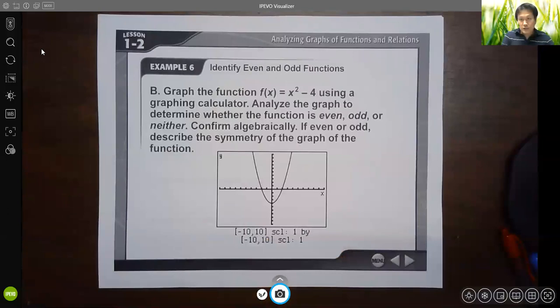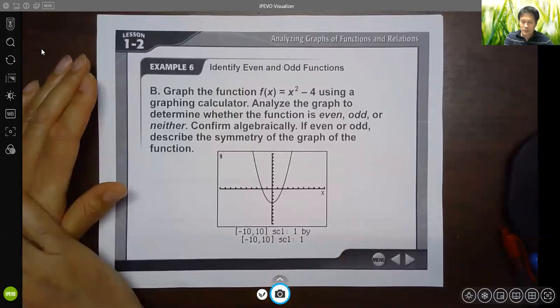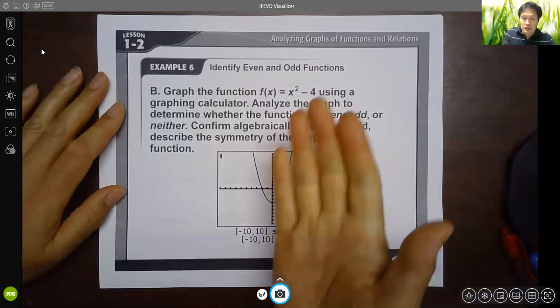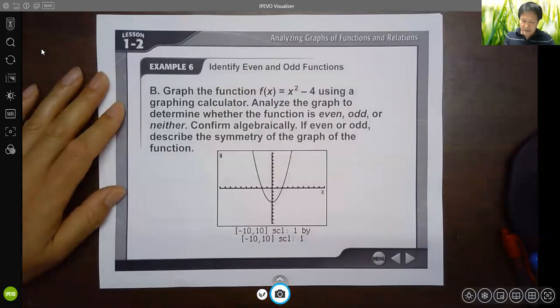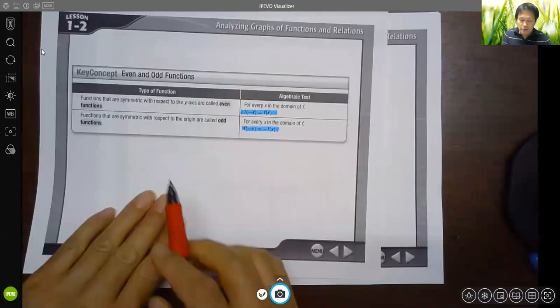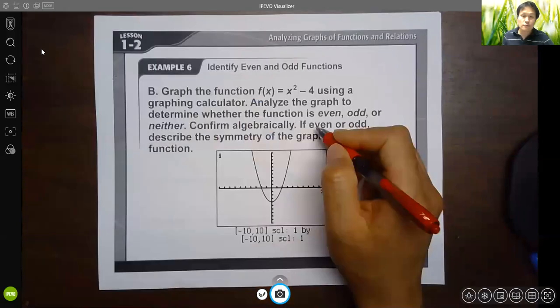Okay, you try this. Pause it, try it, please. Okay, by looking at the graph, very simple. It is symmetric over the y-axis. Symmetry over the y-axis means even. So it is even.